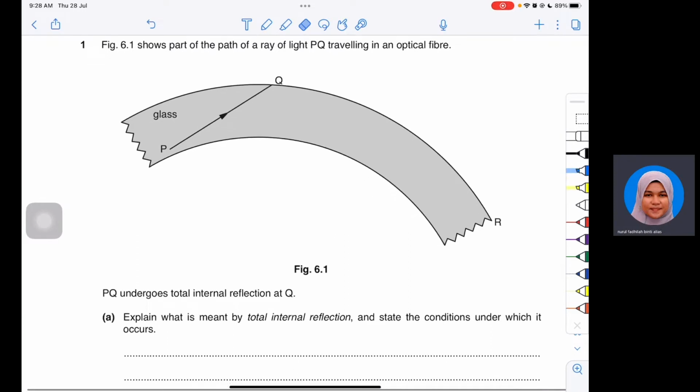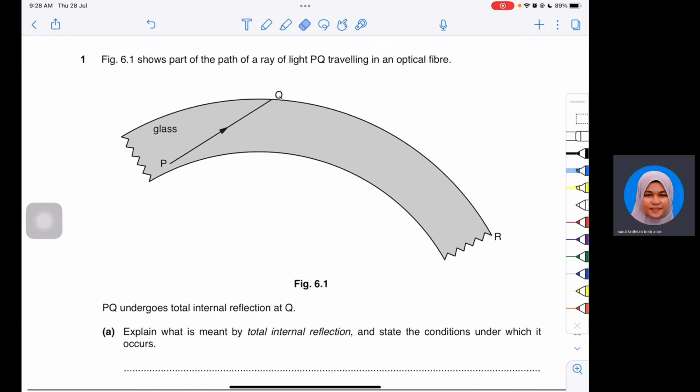1. Okay, another drawing question. Figure 6.1 shows part of the path of a ray of light PQ travelling in an optical fiber. Where can you find an optical fiber? Many places, right? Okay, you can find optical fiber at home, on the internet and so on.